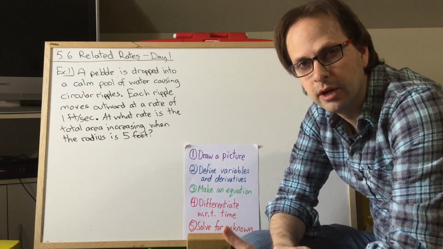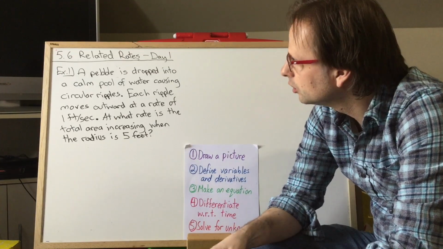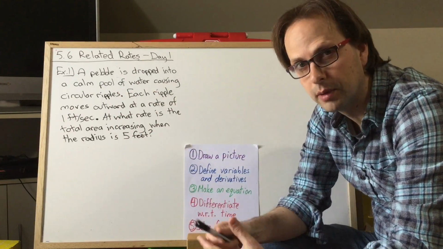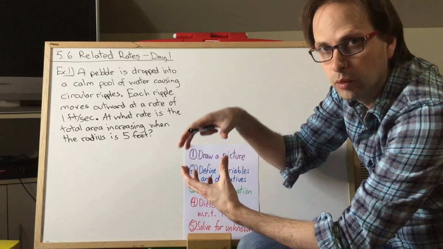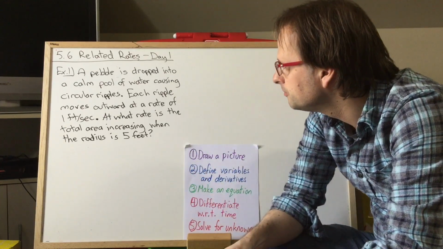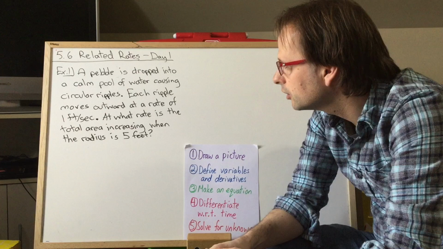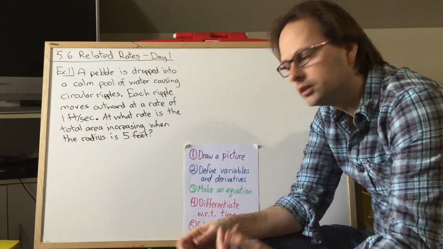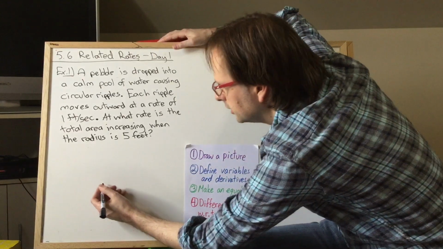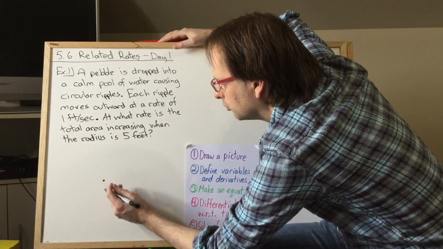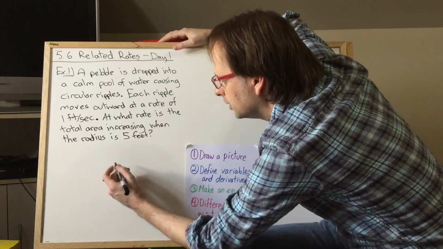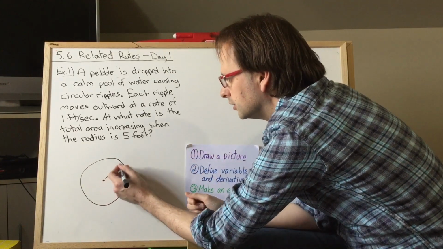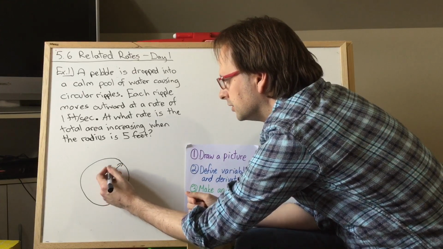Now that we have a method, let's use it to answer a related rates question. So we're imagining a pebble that's dropped into a calm pool of water and it causes circular ripples. And each ripple moves outward at 1 foot per second. At what rate is the total area increasing when the radius is 5 feet? So there's a lot to unpack there. Let's try and draw a picture. Here's the pebble. It falls into the calm pool of water. And the ripples go outward. And at a certain instant, you've got a radius of 5 feet.